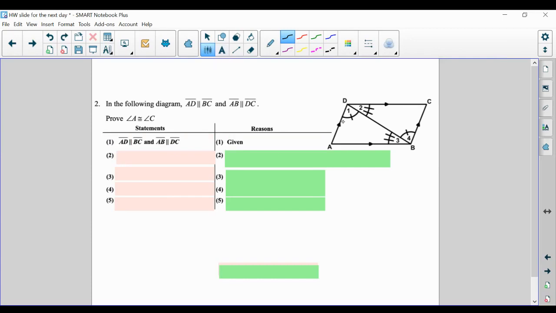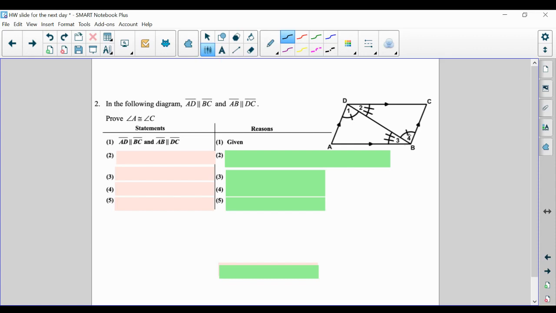Next, here I label all the angles 1, 2, 3, 4 to make it easier to say, instead of angle ADB, angle BDC. So we just put 1, 2, 3, 4 here. We can do that on the Regents exam.